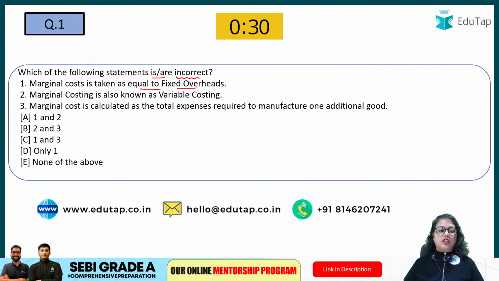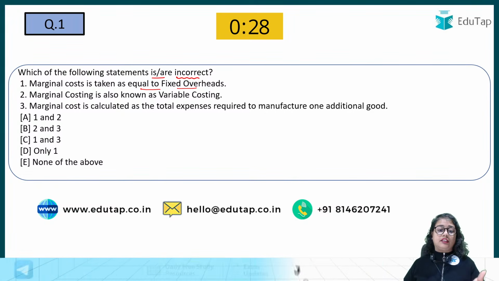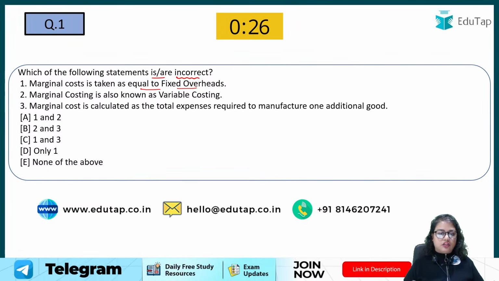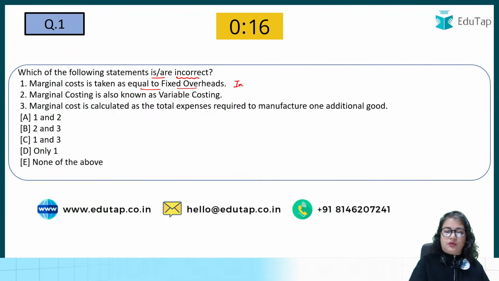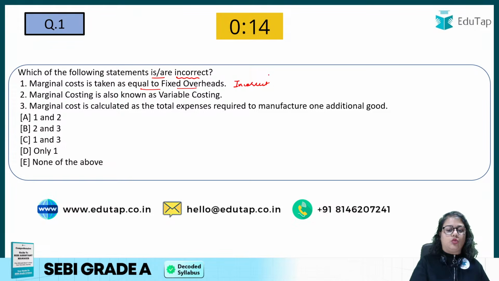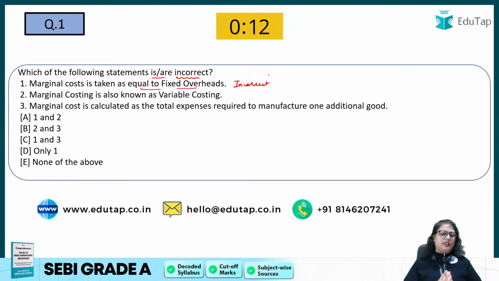Why? Because marginal cost says that the change in the total cost is happening because of the variable cost and not because of the fixed overheads, right? So it does not take fixed overheads as equal at all. So this is the incorrect statement, okay? That does not take into account the fixed cost. So this statement is incorrect.